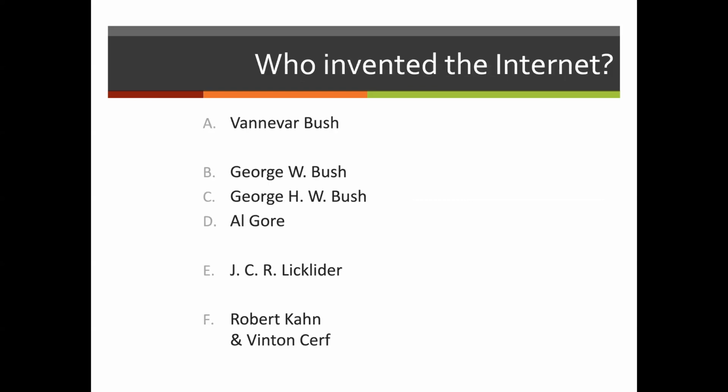And so let's consider a question. And this question is, who invented the internet? Was it A, Vannevar Bush, B, George W. Bush, C, George H.W. Bush, E, J.C.R. Licklider, or F, Robert Kahn and Vinton Cerf? And so some hints, it's going to be a famous scientist, but think the Manhattan Project.